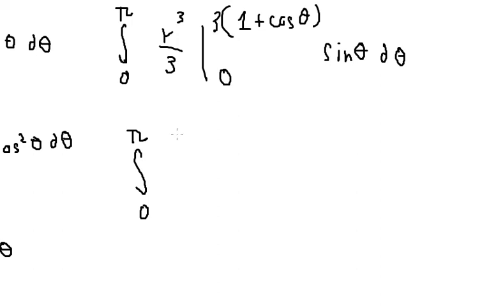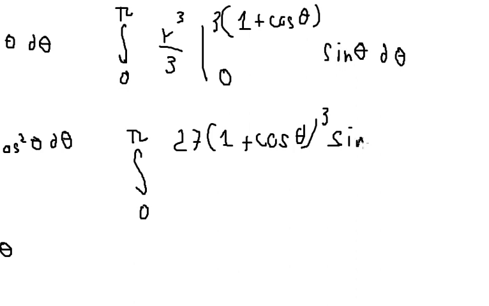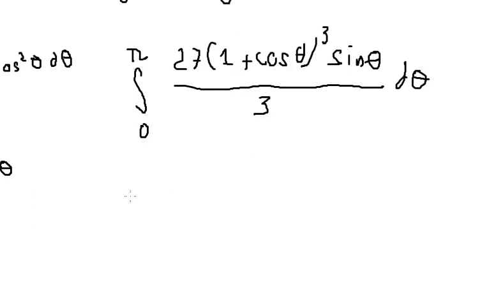And we get 27 times 1 plus cosine theta, everything to the power of 3, multiplied by sine theta. We divide by 3 in here. Divided by 3, you get 9. And now we just have this one left.